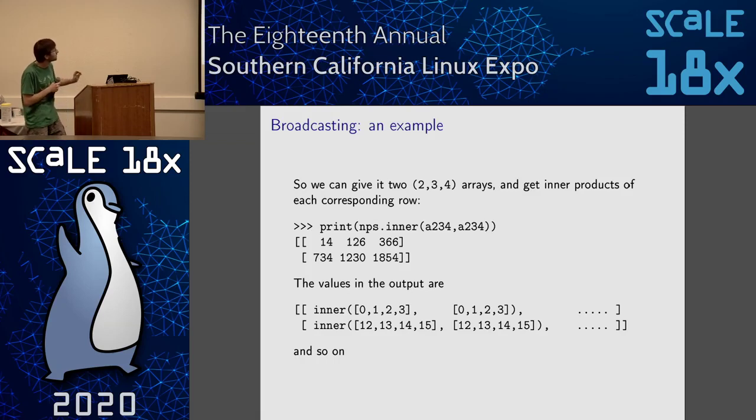And so numpysane provides broadcasting inner. Here I'm calling it. If I give it two of these 2, 3, 4 arrays, there's the output of shape 2, 3. The first one, 14, is the inner product of 0, 1, 2, 3 with itself. 734 is the inner product of 12 through 15 with itself, and so on. So if you give it identically shaped input, it'll do this, but you can also give it single.